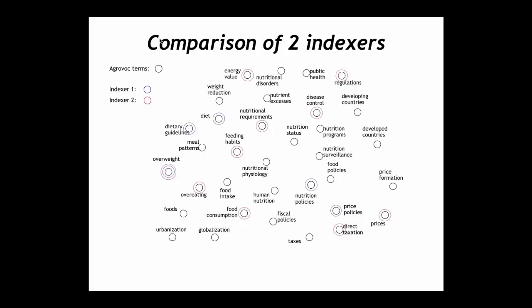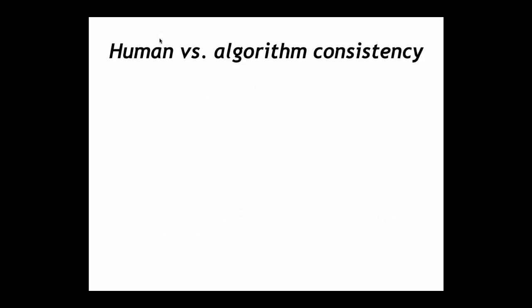Now, just to cherry pick 2 of these indexers, we see here the blue circles are one of the indexers, the red is the other one. On this particular document, they actually only agreed on the term overweight, and all the other concepts, if you look at them, they all seem to make sense. So there's nothing that you would call wrong in there, but it just shows it's a highly subjective process.